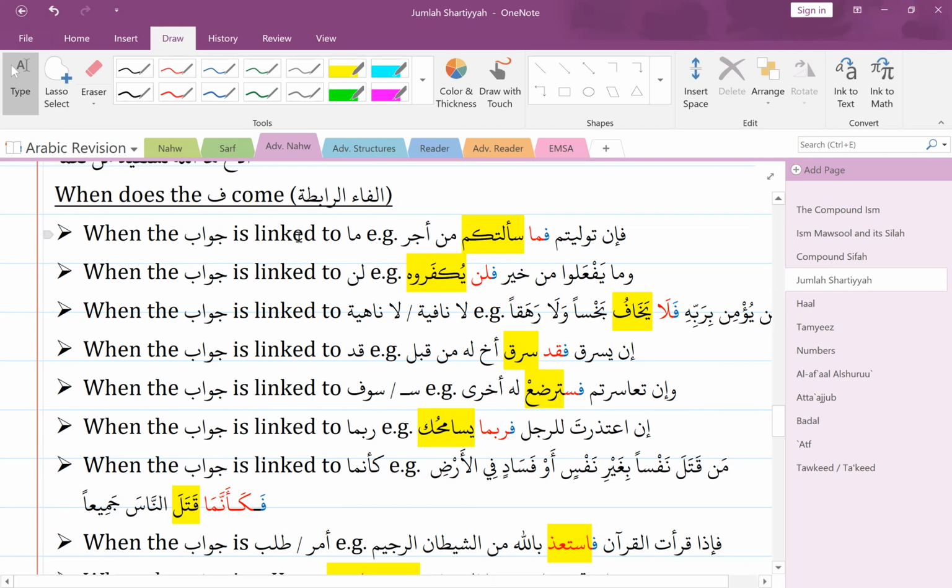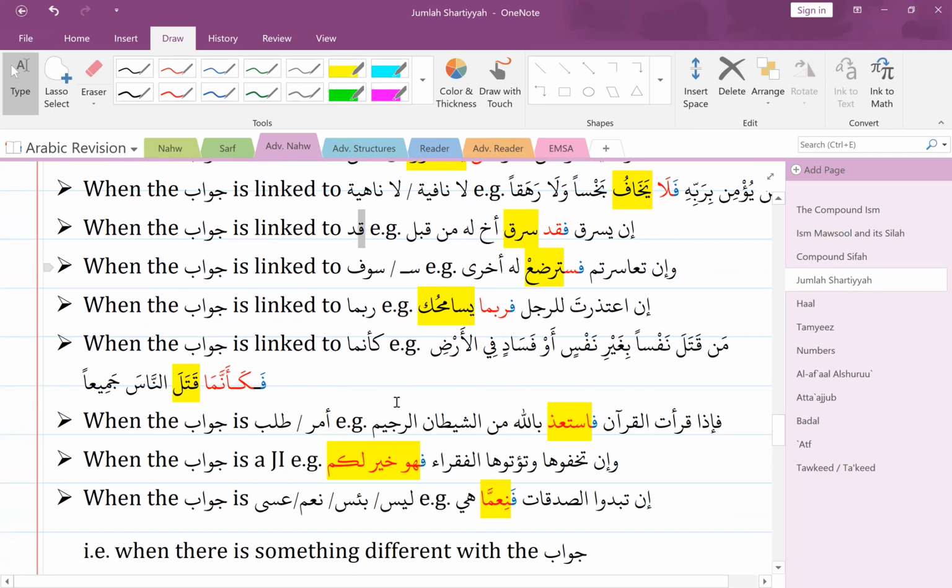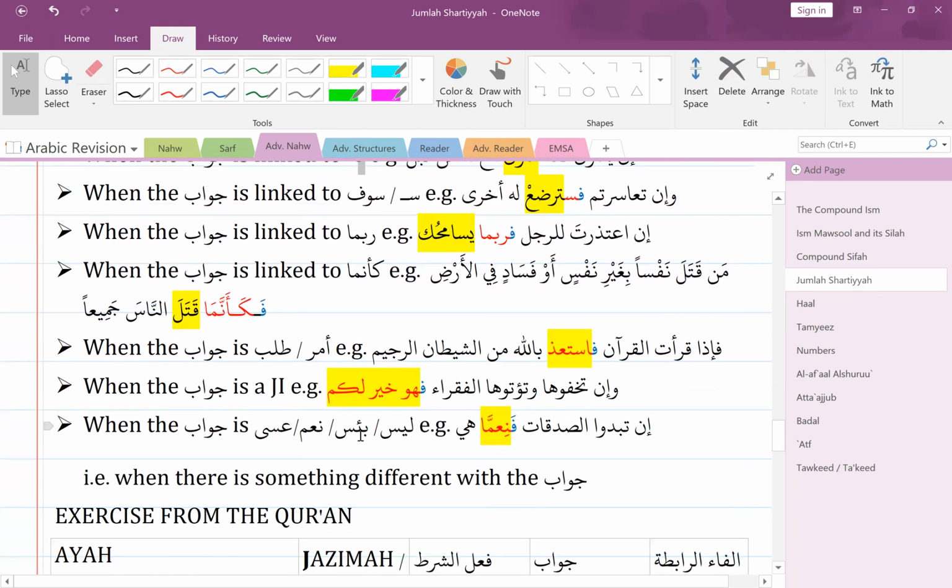They said, you know, when the jawab has a ma linked to a ma. So for example, you look at the jawab here, فَإِن تَوَلَّيْتُمْ, that's the condition. Fa, then there's a ma. So if there's a ma in the jawab, then the fa comes in. So you can't say فَإِن تَوَلَّيْتُمْ ma, فَما. Fa has to come in. Or if there's a lan, same thing. Then you bring in the fa. Or if there's a lana here or a lana fiya, then you bring in the fa. فَلَا يَخَافُ. Or if there's a qad, or if there's a sa or a sawfa, or if there's a rubbama, or if there's a ka'annama, or if there is an amr or a talab, or if it's a jumla ismiya, or if there's a laysa bi'sa.